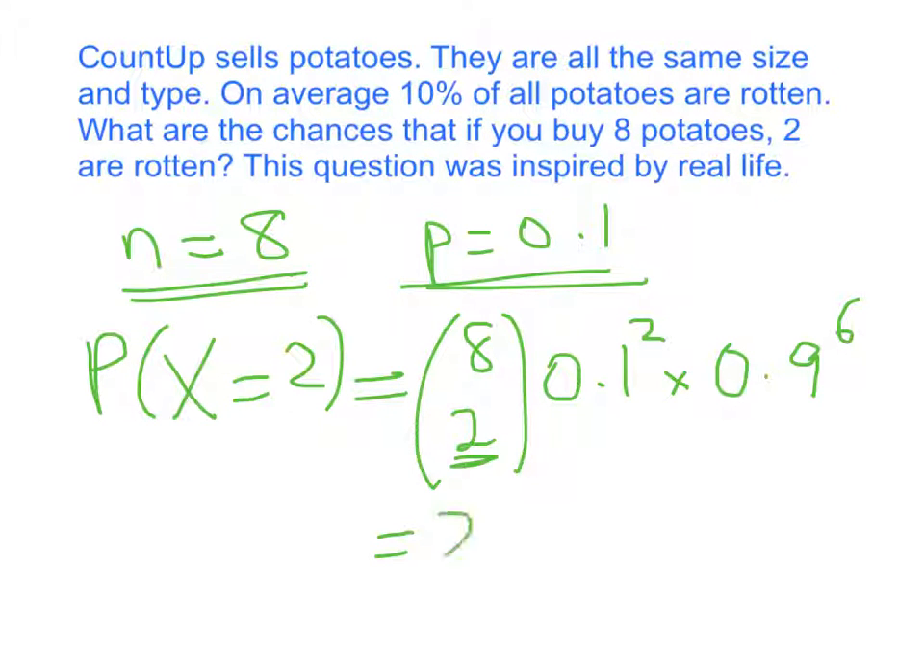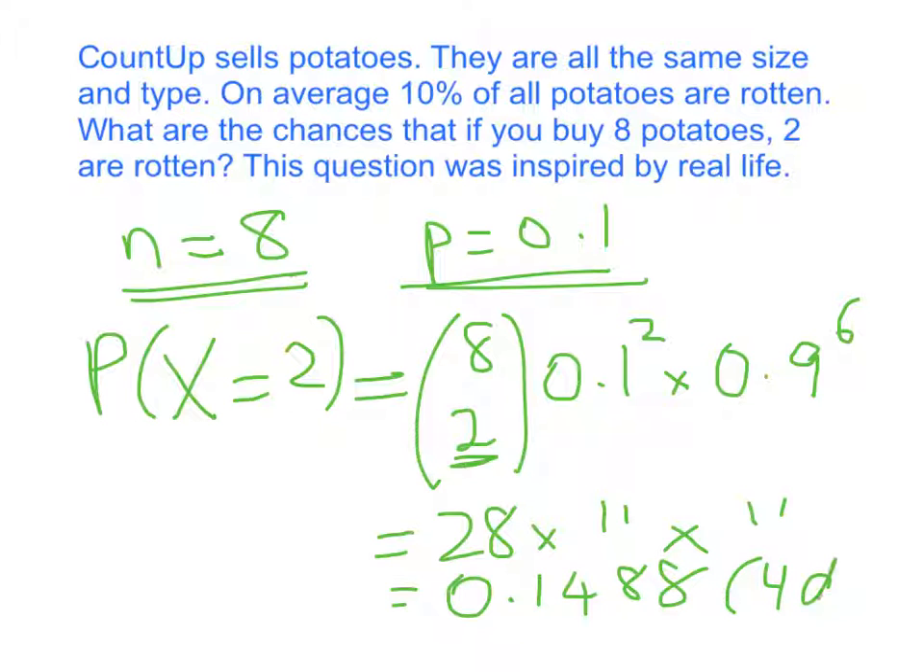So that equals 28 times 0.1 squared. I'm just doing it on my calculator as we go. I'll try not to screw this one up, 0.1 squared, times 0.9 to the power of 6. When you put all that together, you get 0.1488, to 4 decimal places, which is what I'd usually do in this topic. So there's only a 15% chance, or a 14.88% chance, that if you buy 8 potatoes, 2 are rotten. Obviously I got the unlucky potatoes tonight.